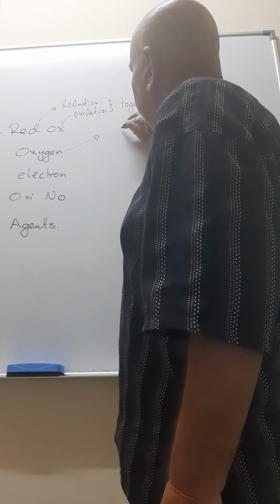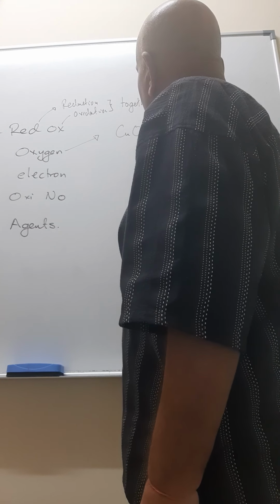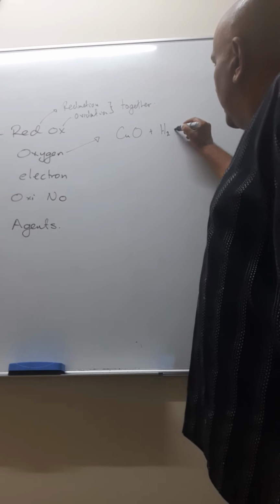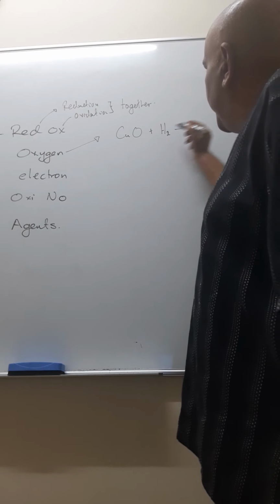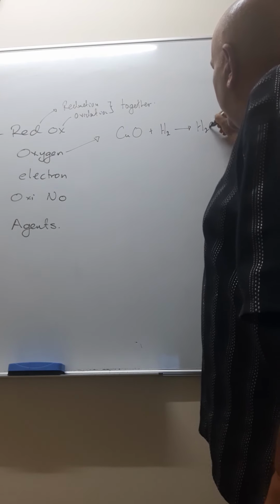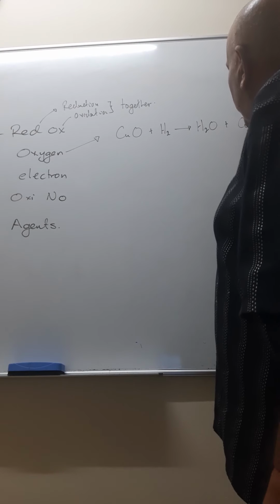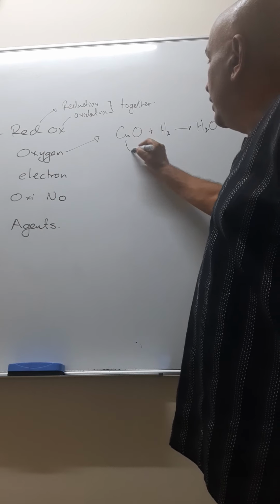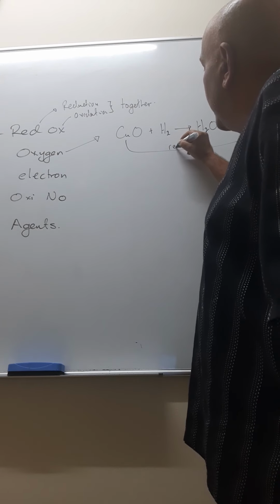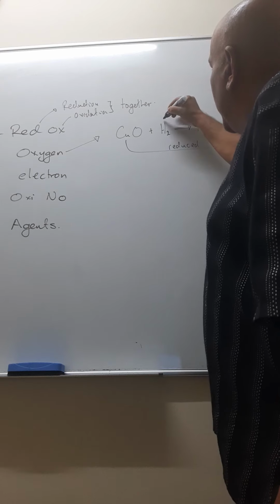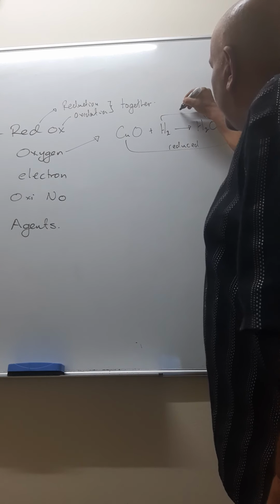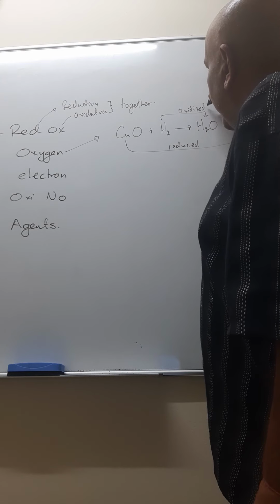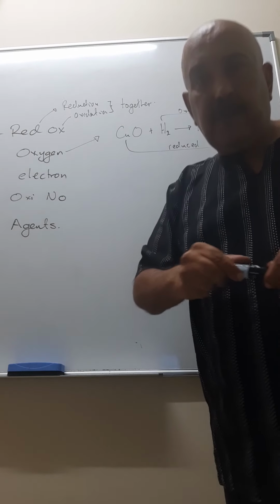So a famous example is you take copper oxide, you react it with hydrogen. The hydrogen, because it's more reactive than the copper, will displace it. You get water plus copper. What has happened is copper has lost oxygen. So copper is reduced, and hydrogen here has gained oxygen. So we say hydrogen is oxidized. Okay with that? Yeah. Okay.